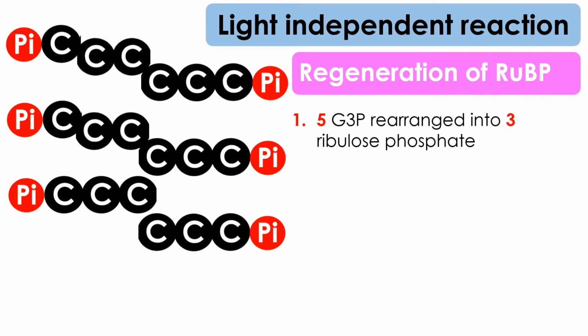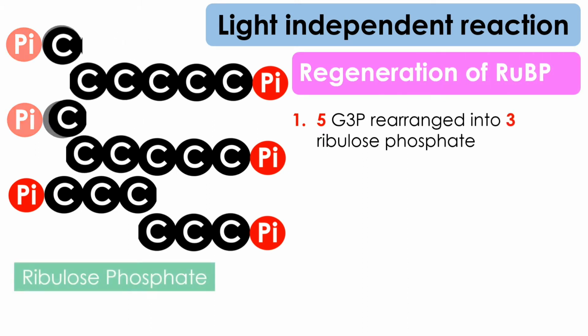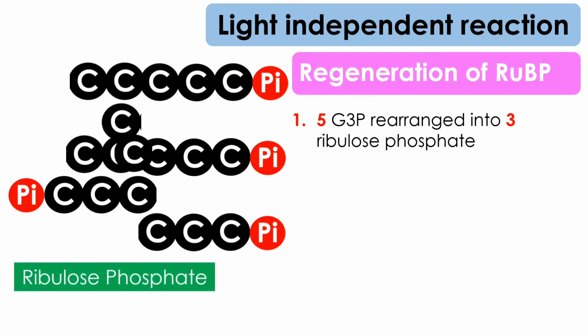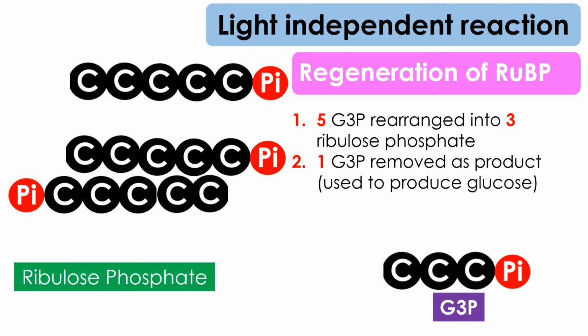During regeneration of RuBP, only 5 out of 6 G3P will be rearranged into 3 molecules of ribulose phosphate. This means that the one extra G3P can be removed from the Calvin cycle as a product. So here we can see that this is the reason why during carbon fixation, 3 carbon dioxide must be fixed at the same time, so that after reduction, there will be a total of 6 G3P.